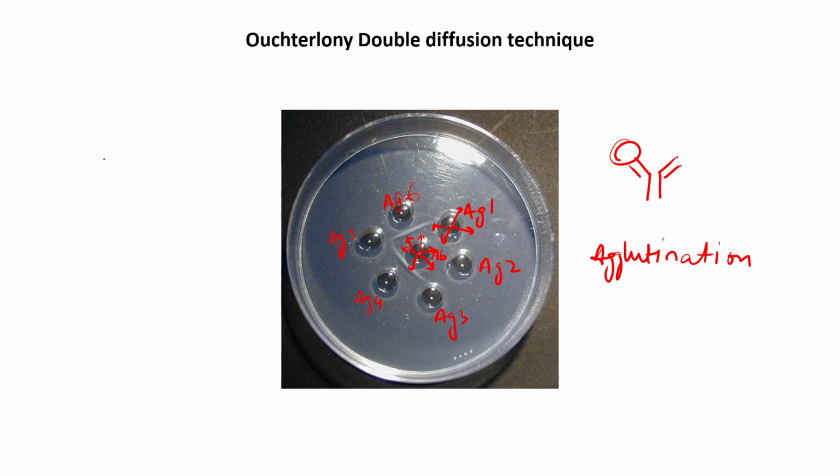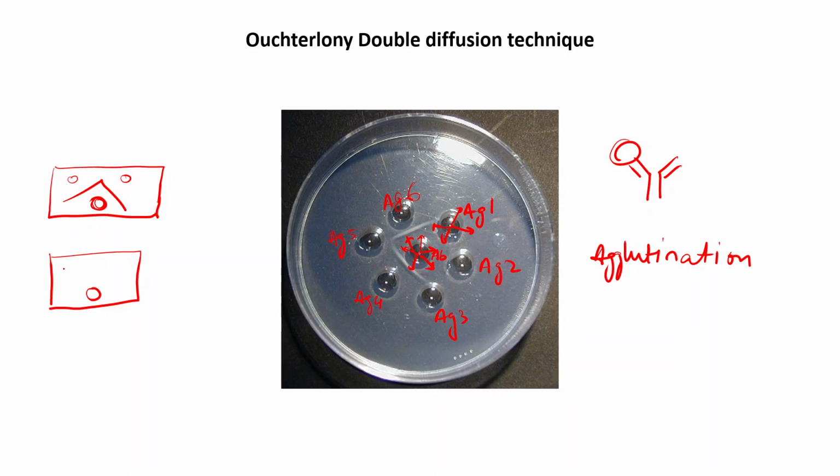So if I have just 2 antigens, let's say if I am doing this in a smaller setup, and I have the antibody here and 2 antigens here. If I get a line like this, that means both of the antigens are reacting with the antibody in the same manner.